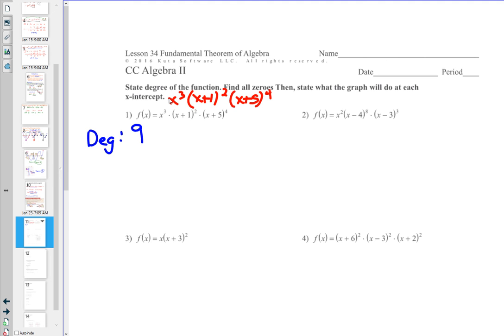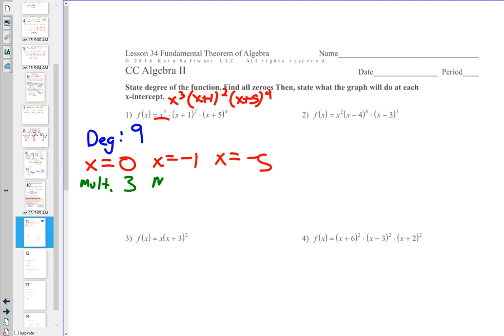That will have its implications once we get to end behavior of the arrows. Let's find the zeros. Now that we've got it, we become experts at zero product property. Where would this specifically touch the x-axis? At zero, because of this one. Where else? At negative 1. And at negative 5. And then state what the graph would do at each x-intercept, which has to do with multiplicity. So what's the multiplicity here?